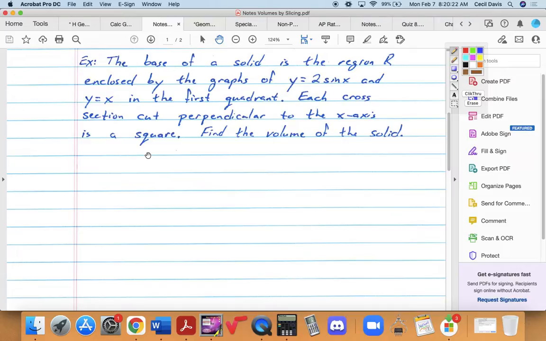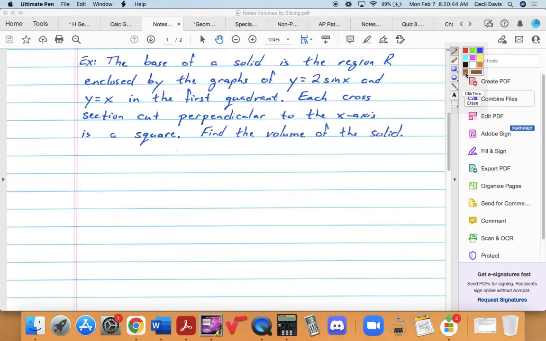because you don't need to be able to visualize it in 3 dimensions. You need to be able to visualize the floor plan, the base, and then from there you just need to know, well, what is the cross section and what part of the cross section is on the floor, is in the base. That's all you really need to know. So find the volume of the solid.